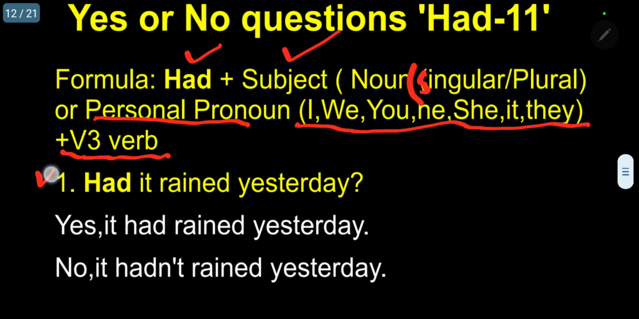Let me take your first question. Had it rained yesterday? நேற்று மழை பெய்ததா? Had it rained?